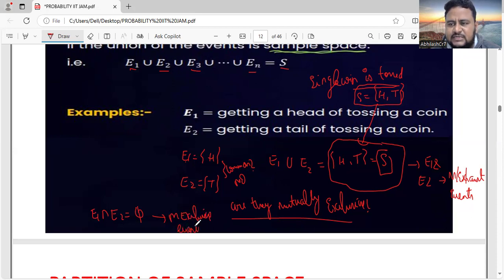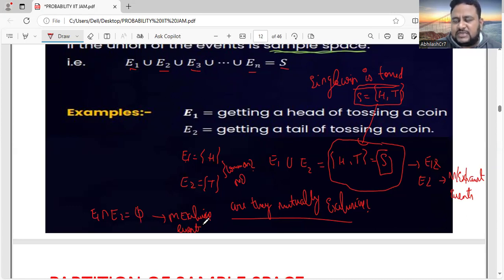Okay, so two events can be both mutually exclusive also and mutually exhaustive also. But it need not be necessary all the time. There is a possibility that two events can be mutually exclusive but need not be exhaustive, or two events can be mutually exhaustive but need not be exclusive. Okay, don't get confused. But in the current example, this unique example, we are getting both the cases. It is mutually exhaustive also, mutually exclusive also.